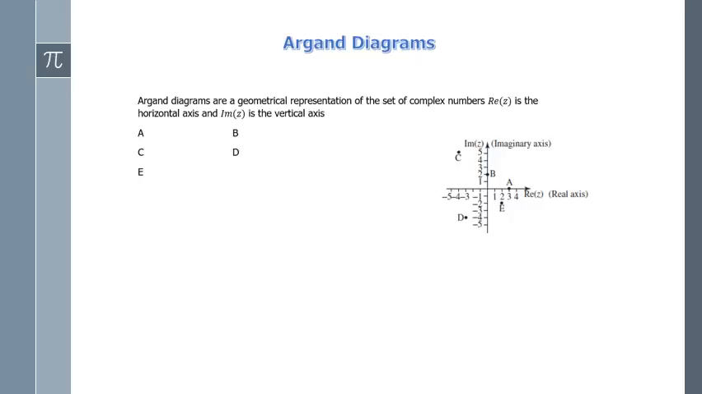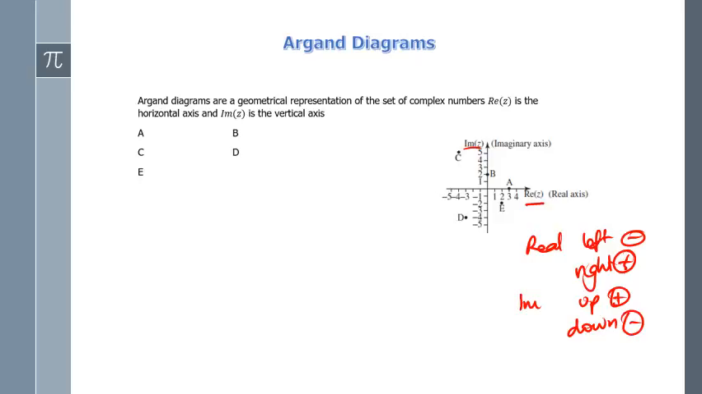With an Argand diagram, it's kind of similar to a Cartesian plane. Instead of having an x-axis, we have our real axis, and instead of having our y-axis, we have our imaginary axis. So our real part tells us how far to go left if it's negative, or right if it's positive, and our imaginary tells us how far to go up if it's positive, or down if it's negative.